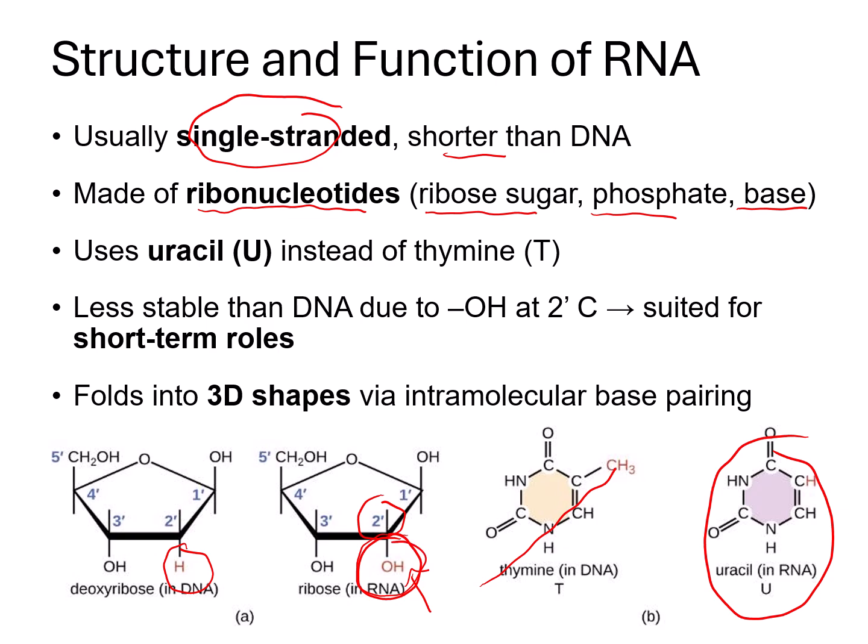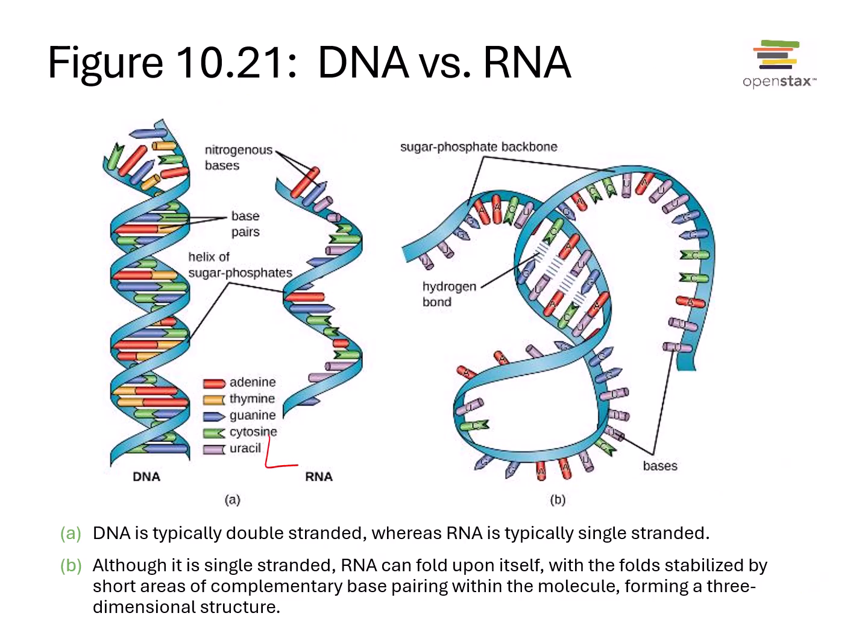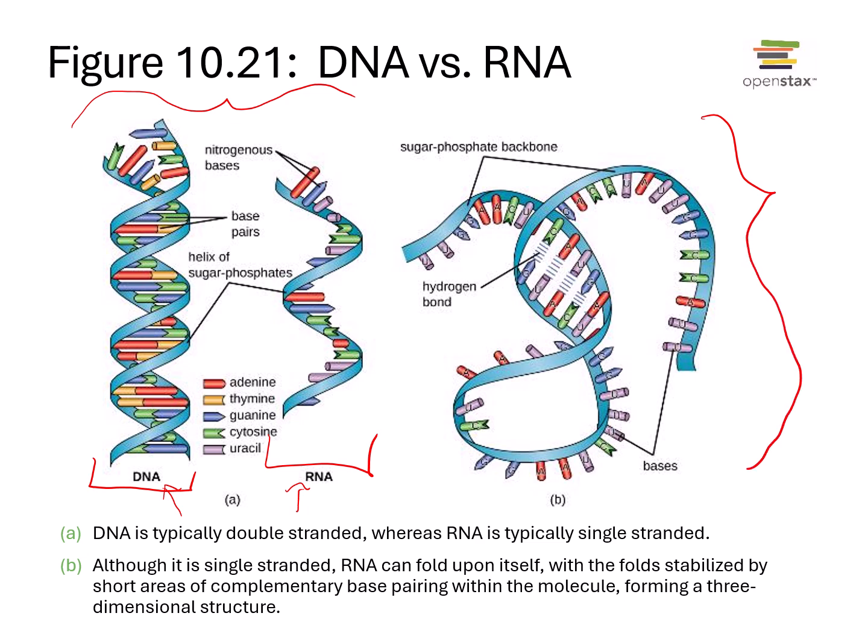And even though it's single-stranded, RNA can fold back onto itself into 3-dimensional shapes that are stabilized by intramolecular base pairing. RNA is usually single-stranded compared to DNA, which is typically double-stranded. We did learn about exceptions in viruses, where some viruses had single-stranded DNA and double-stranded RNA, although this is typically what we see more often in most cells. And for RNA, even though it's single-stranded, it can fold back on itself to form 3-dimensional shapes stabilized by intramolecular base pairing, within the same molecule.